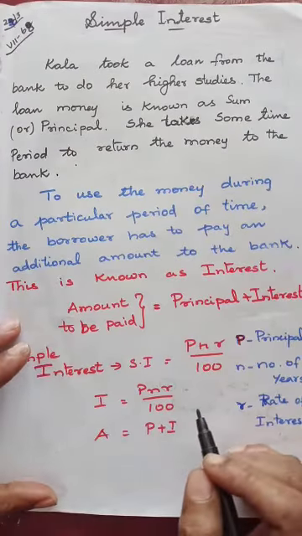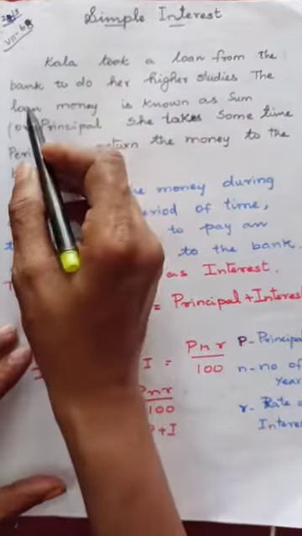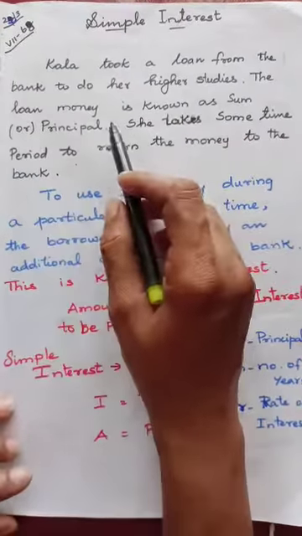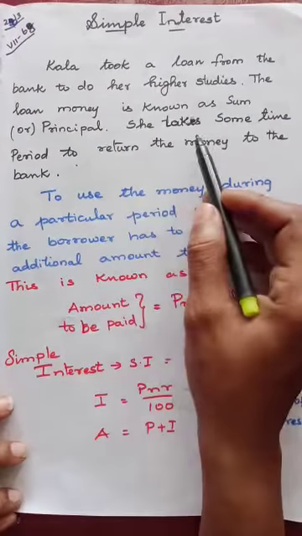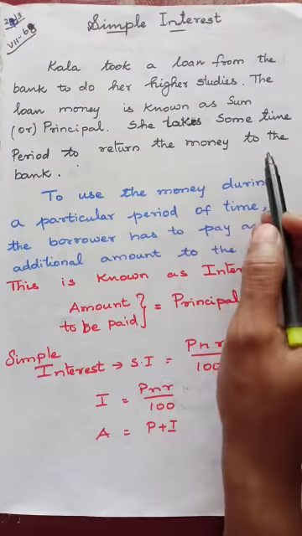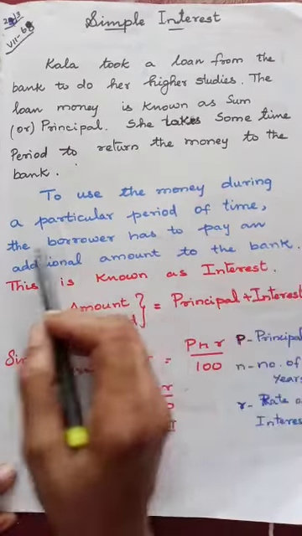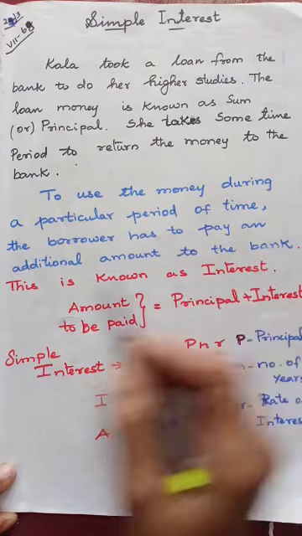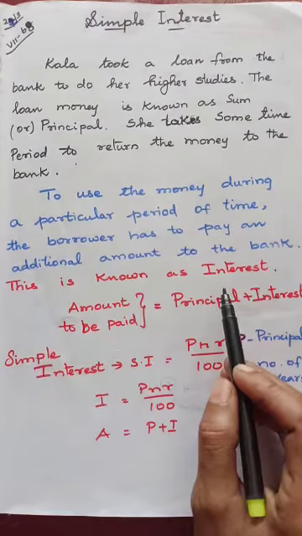What is meant by simple interest? Kala took a loan from the bank to do her higher studies. The loan money is known as the sum or principal. She takes some time, that is period, to return the money to the bank, isn't it? To use the money during a particular period of time, the borrower has to pay an additional amount to the bank. This is known as interest.